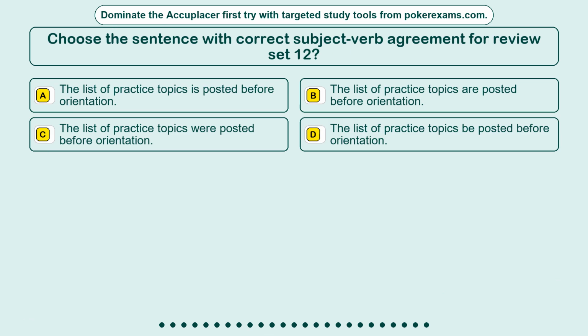Question 18. Choose the sentence with correct subject-verb agreement for review set 12. Option A. The list of practice topics is posted before orientation. Option B. The list of practice topics are posted before orientation. Option C. The list of practice topics were posted before orientation. Option D. The list of practice topics be posted before orientation.